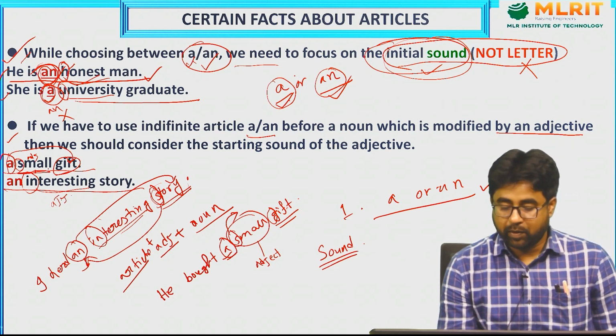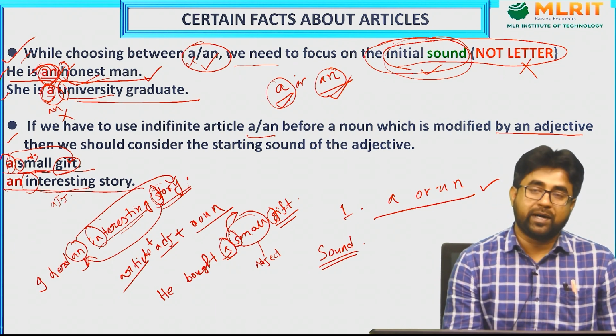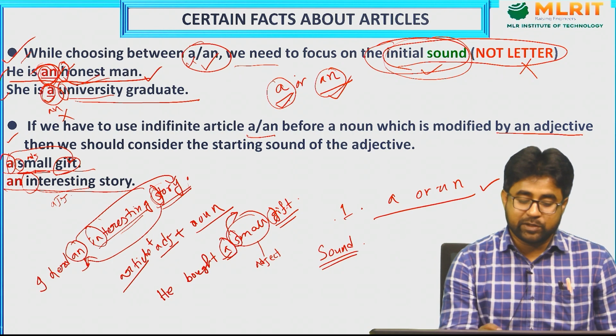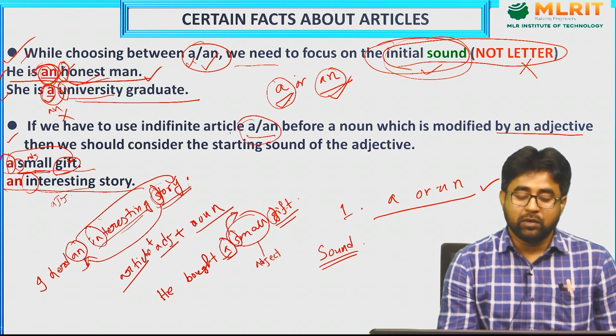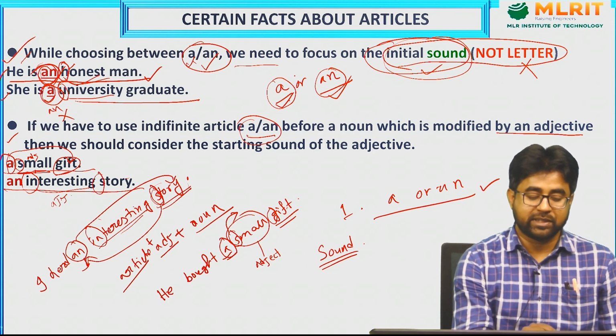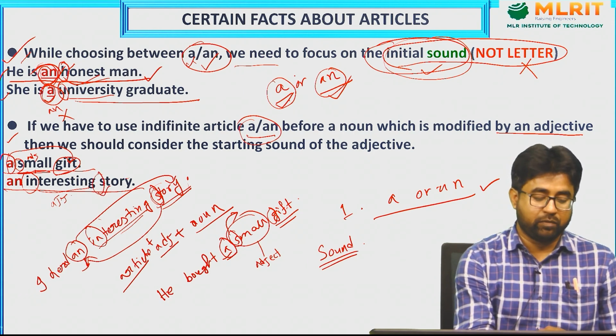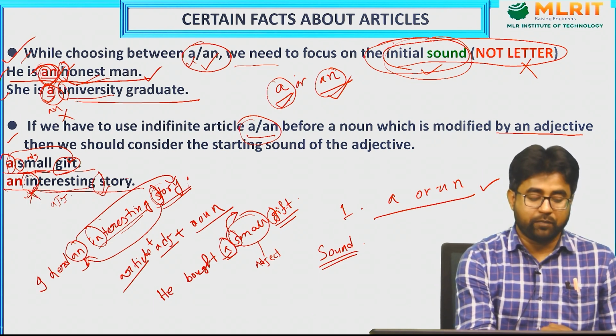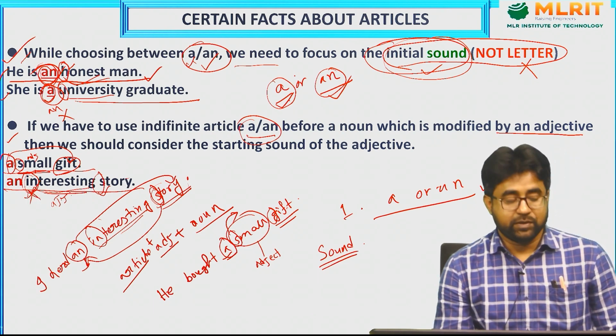Similarly, the second point is, when a noun is modified by an adjective, when the noun is preceded by the adjective, while choosing a or an, you need to focus on the sound of the adjective. An interesting story. You are not focusing on the first letter of the noun. You are looking at the first sound of the adjective, right? So that is the second fact.